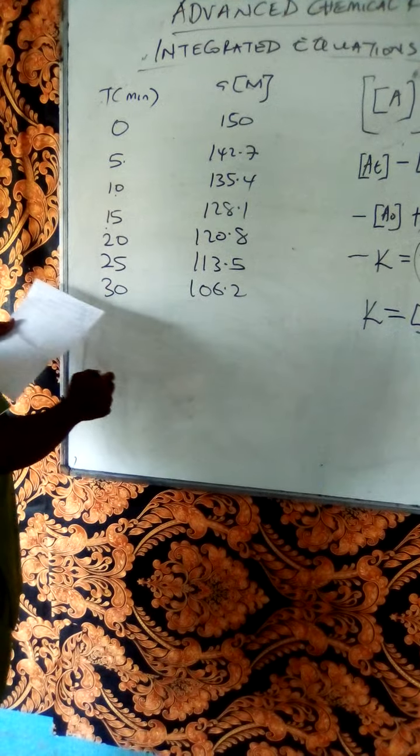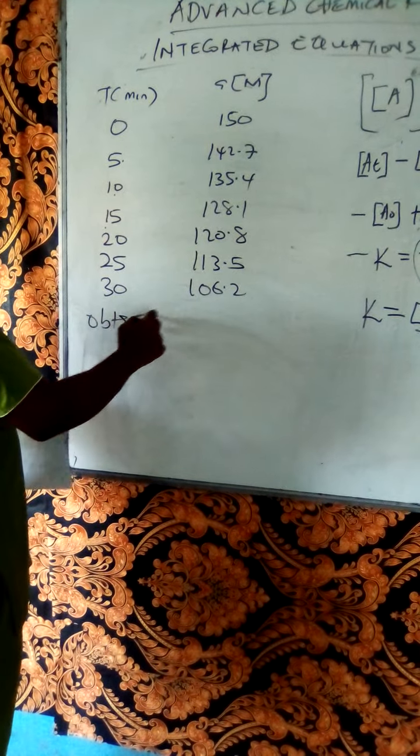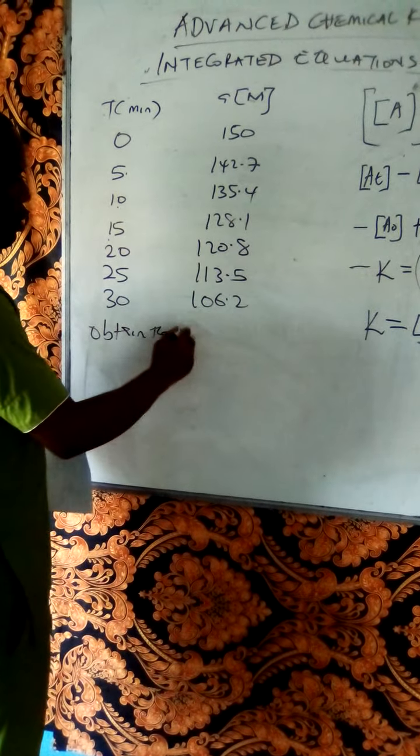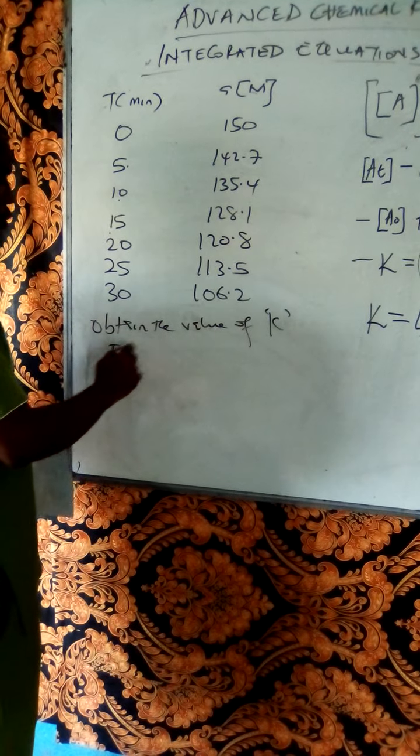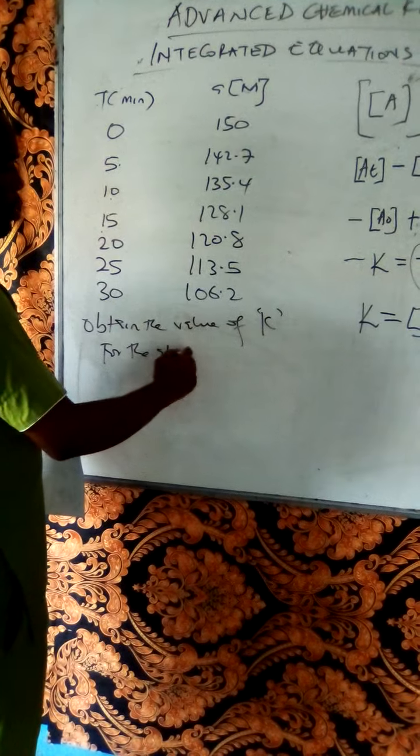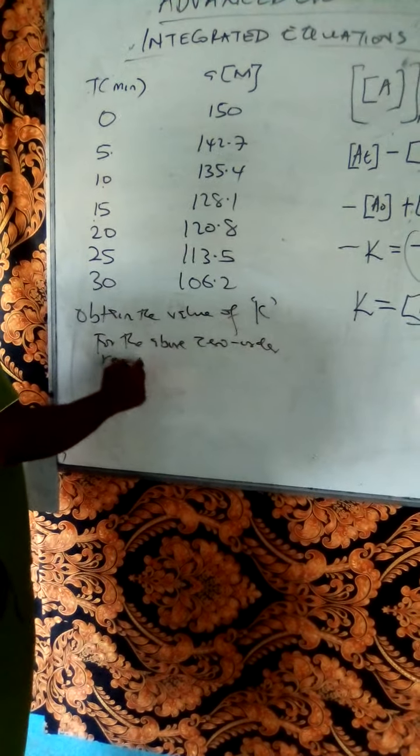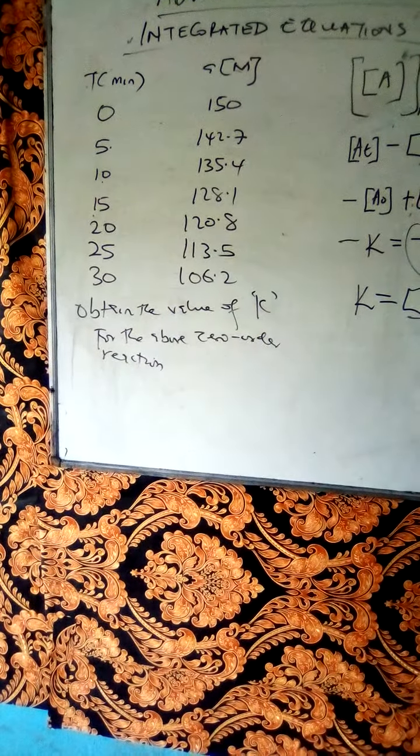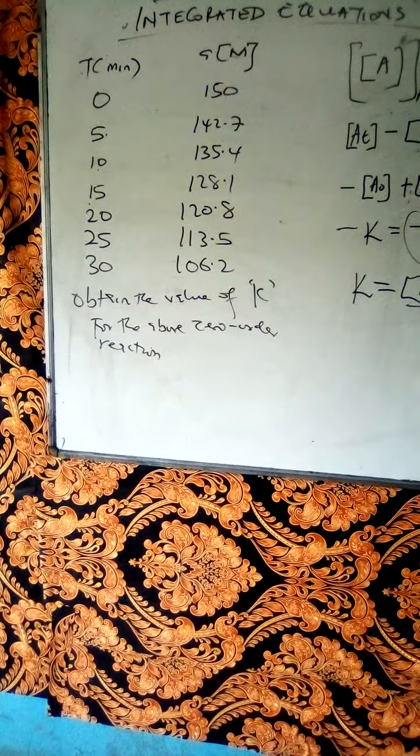We are asked to obtain the rate constant, the value of k, for the above zero order reaction. So if you look at this question, already we have been told that the reaction is zero order, and we are now told to obtain the value of k. We look at the derived equation for the rate constant and apply it.